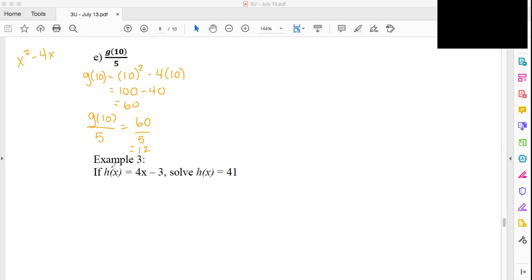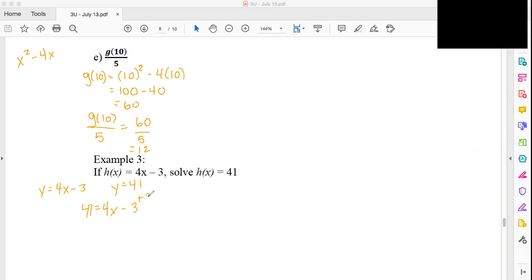We have example 3 here. So if h of x is equal to 4x minus 3, solve h of x equals 30 or 41, sorry. So this is going to be the same thing. You can think of it as y equals 4x minus 3, solve x equals 41. So you're trying to find what x is. It's the exact same thing. They just make it a little bit more different. So we're going to set our y as 41, put our equation, and we're going to solve for x.